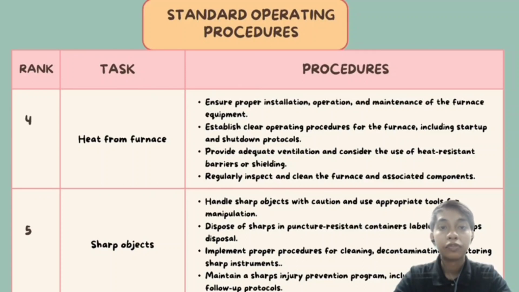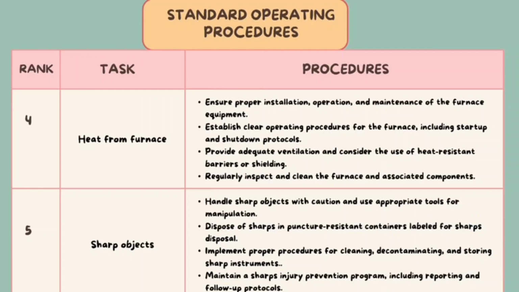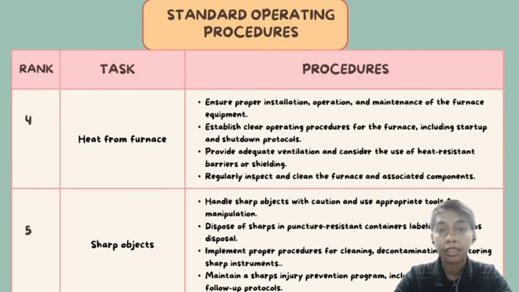The last SOP is for sharp objects. First, handle sharp objects with caution and use appropriate tools for manipulation. Second, dispose of sharps in a puncture-resistant container labeled for sharp disposal. Implement proper procedures for cleaning, decontaminating and storing sharp equipment. And lastly, maintain a sharp injury prevention program, including reporting and follow-up protocols.